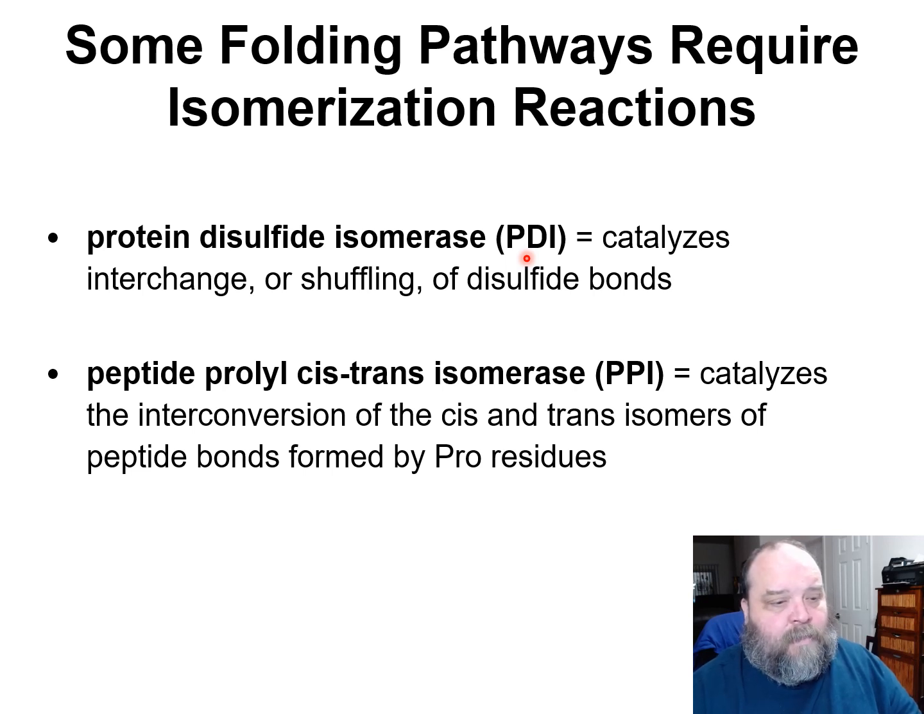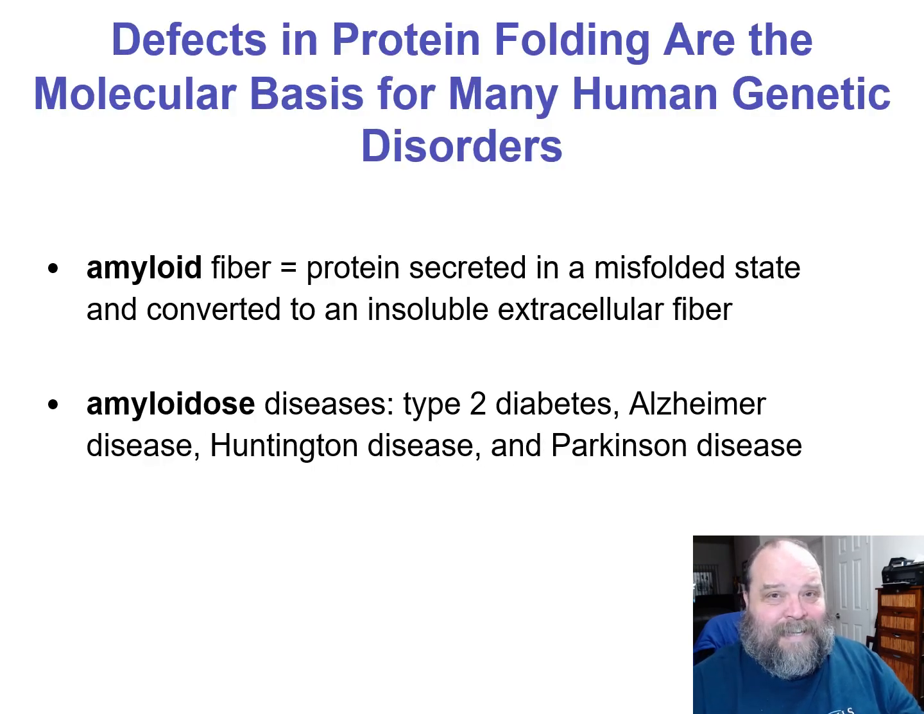Or you get the peptide prolyl cis-trans isomerase. It goes through and cuts and pastes around proline residues, moves things around. Proline does that cyclic ring thing sometimes.